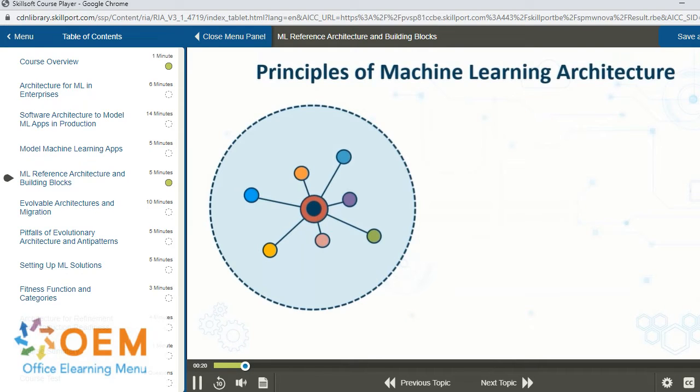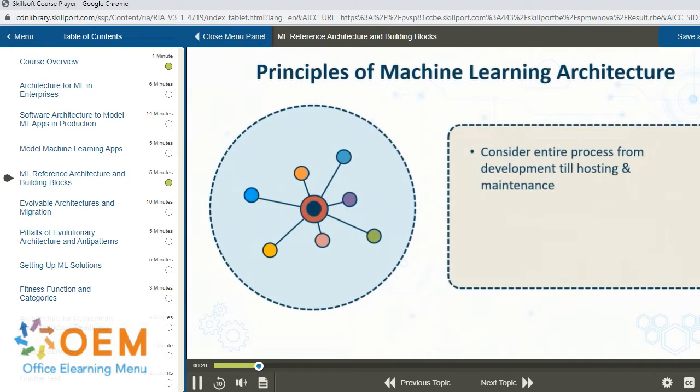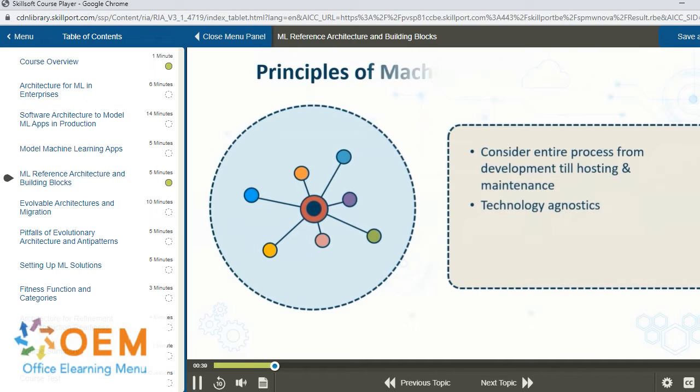There are certain principles that need to be adopted when we are selecting machine learning reference architecture. To start with, the first principle is you need to consider the entire end-to-end process, which starts from development and goes till deployment, hosting and maintenance. Second, you should never depend on a particular technology. In other words, your architecture should be technology agnostic.